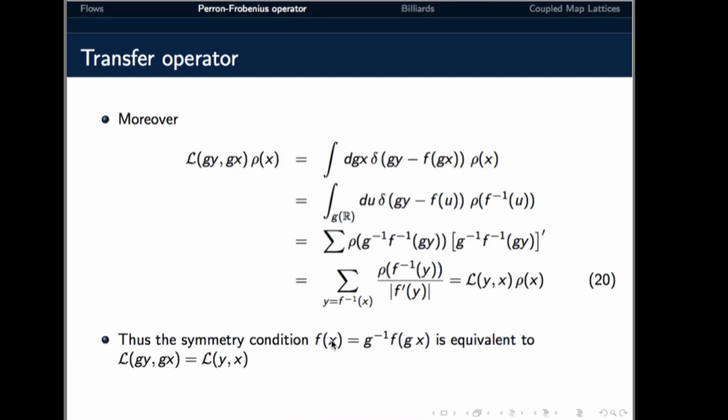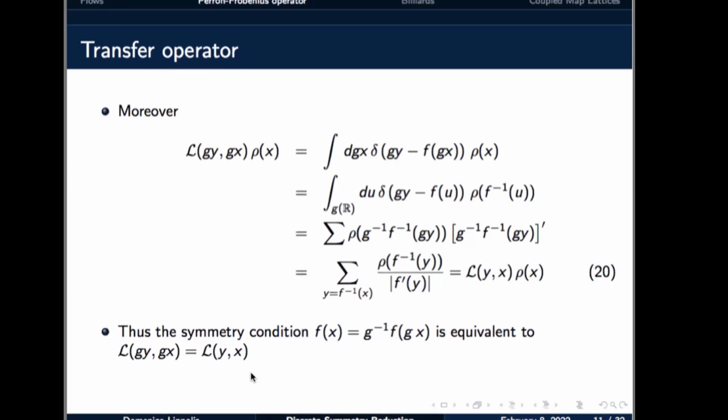Now, the symmetry condition, in other words, f of x equals g minus 1 f of g of x, should be equivalent to this condition here, where the operator with the variables to which the symmetry has been applied is still the same as before. So this should be the equivalent of the equivariant condition for a transport operator, instead of for the flow that we have seen before.